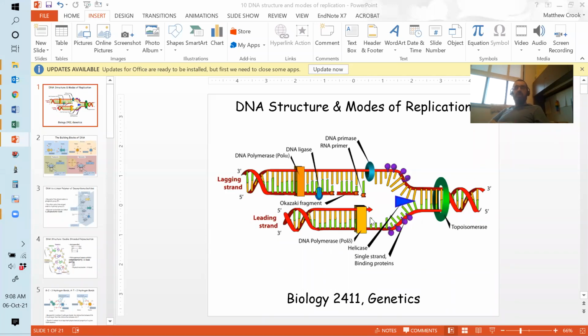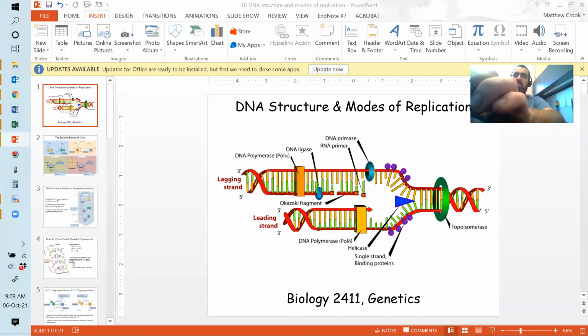So what do you do for the other strand? Because DNA is anti-parallel, one strand is going to be made in one direction, and the other strand is going to be made in the other direction. And so the other strand, the one that's synthesized in the opposite direction to the replication fork movement, is made in small chunks. And these chunks are called Okazaki fragments.